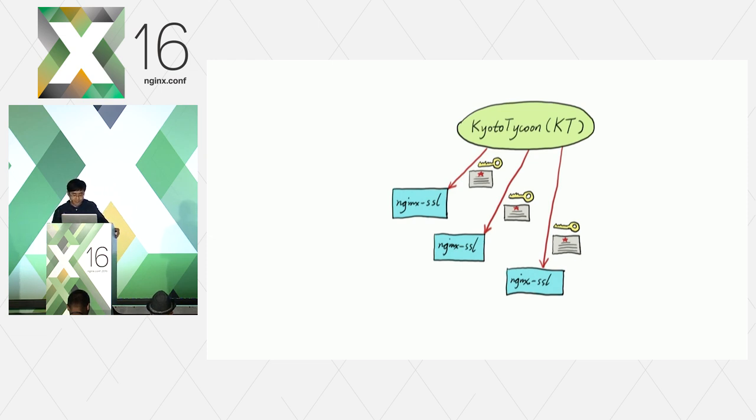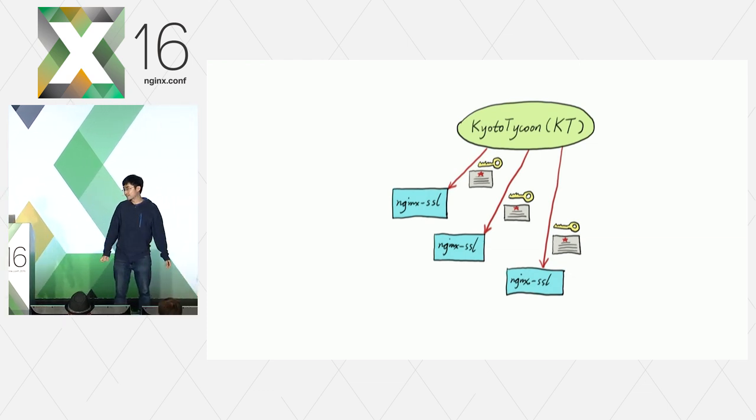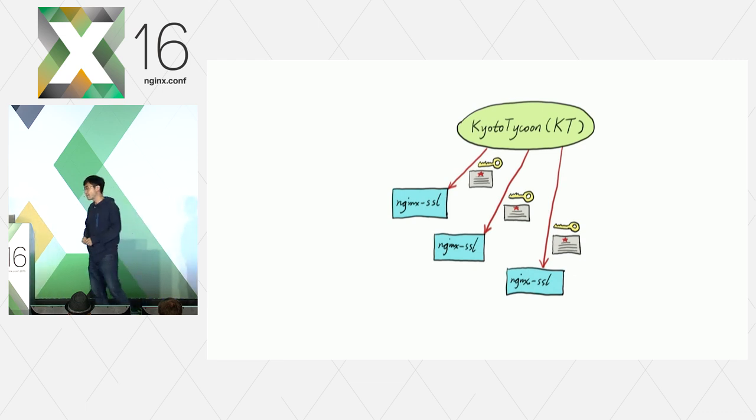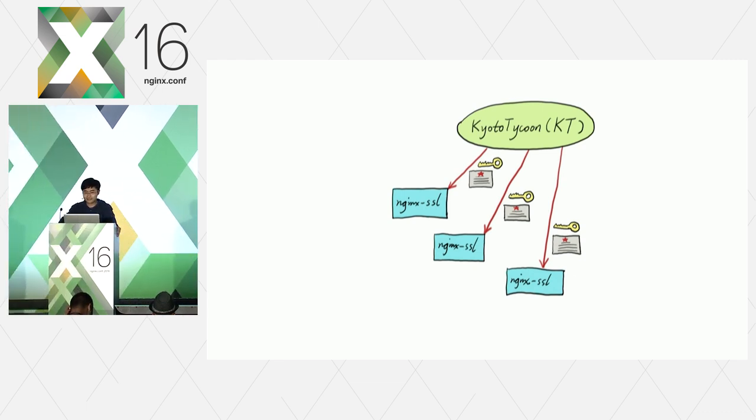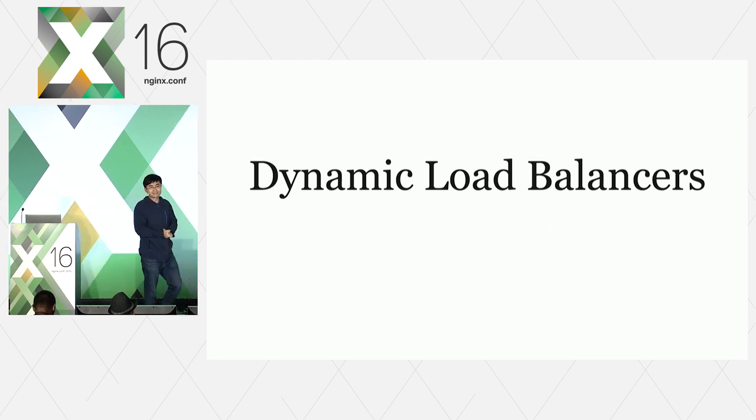And also with OpenResty, we can cache the certificates and private keys inside nginx, both in shared memory and also on the worker process level. And the data, like certificates, are distributed via Kyoto Tycoon at Cloudflare at the moment. But other choices are also possible, like Redis or some other distributed data storage we'll talk about very soon. And we also support dynamic load balancers in Lua in nginx.